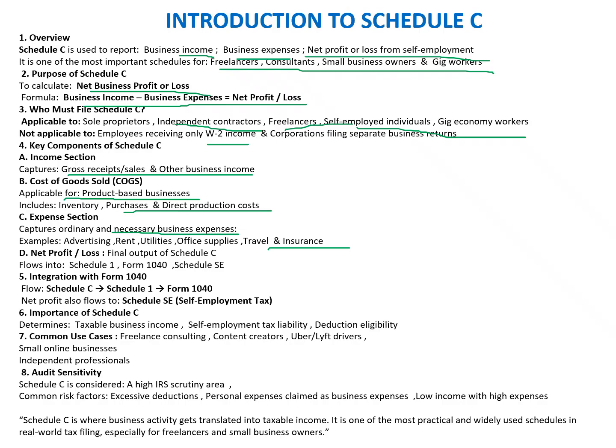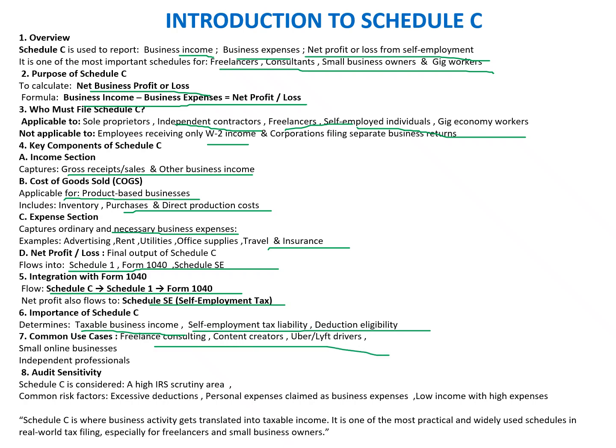Then we derive the net profit by subtracting the expenses from the business income, which goes to Schedule 1 and then to Form 1040. So Schedule C flows into Schedule 1, and from Schedule 1 it goes to Form 1040. The net profit also flows into Schedule SE, which is the self-employment tax. So Schedule C determines the taxable business income, self-employment tax liability, and deduction eligibility. Common use cases are freelancing, consulting, content creators, and Lyft drivers.